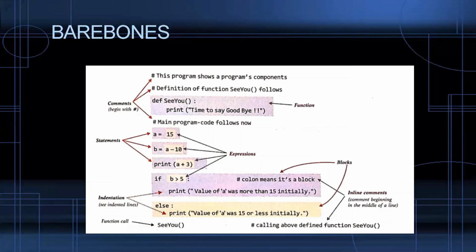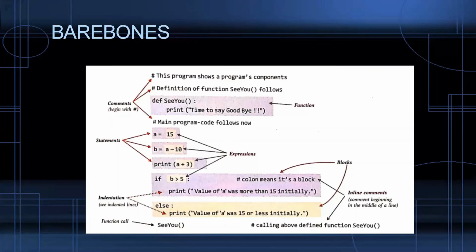In if b > 5 colon, you can see a specific gap is given before the print value of a was more than 50 initially. That is referred to as indentation. That is the indented lines. And where indentation occurs, there forms or occurs blocks or suites. Indentation is very important, but if we do indentation unnecessarily, it will create an error.